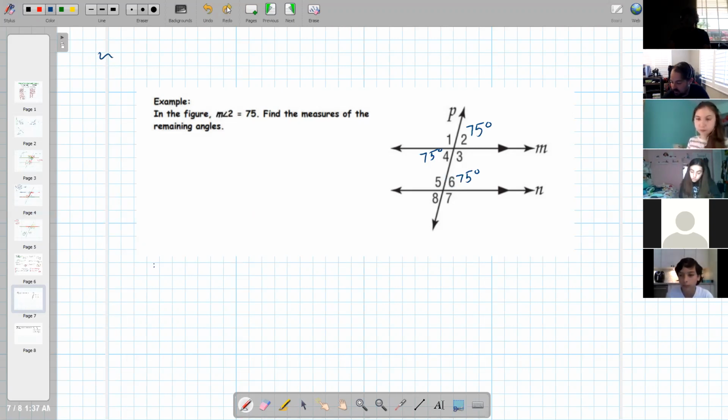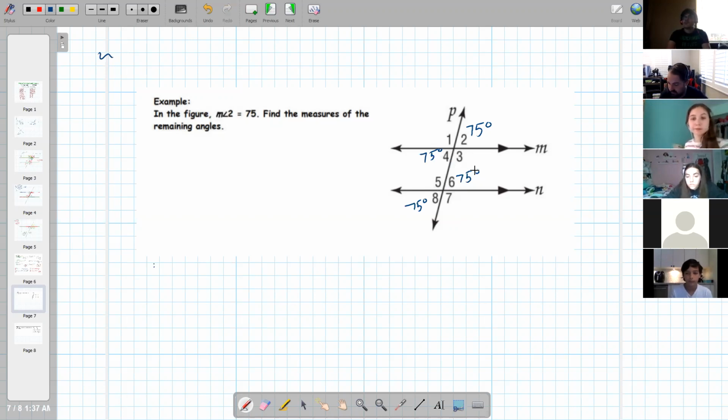We also could have used alternate interior angles now that we had angle 4. Those are alternate interior angles, and that's another reason why they're the same. All right, let me get another volunteer. Oriana, go ahead. I know angle 8 is the same as angle 6 because of vertical. Yep, angle 8 is the same as angle 6 because it is a vertical angle. That's all of our 75s here.